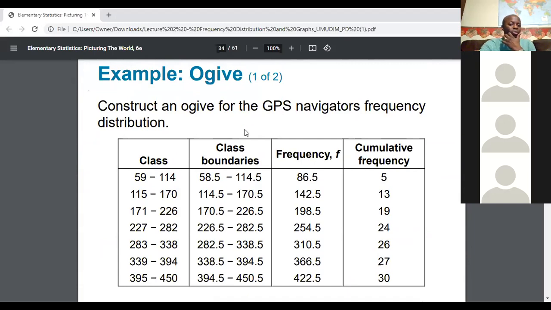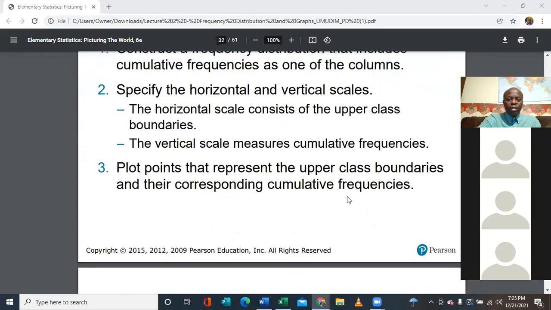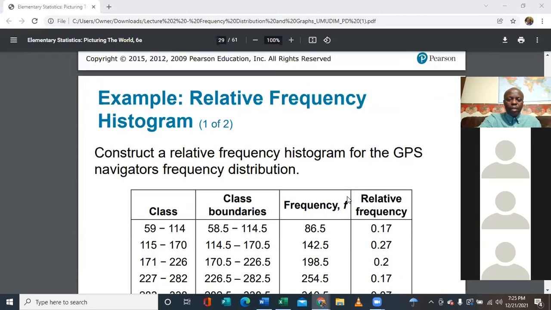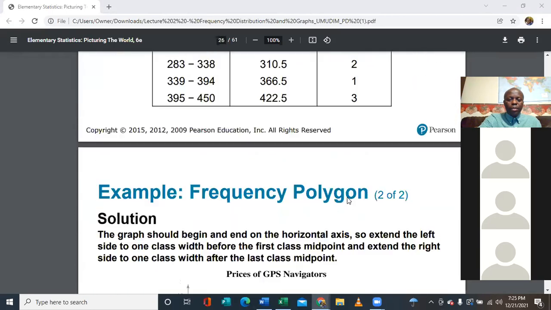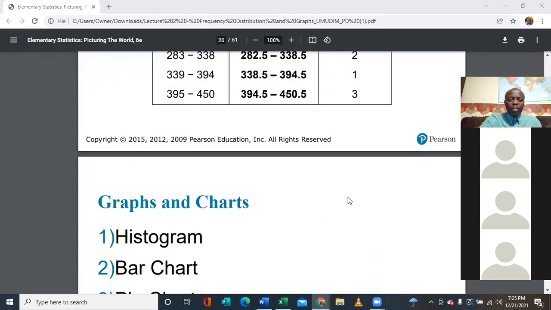To construct the Ogive, which is another name for the cumulative frequency distribution graph, remember how we get that? We have our cumulative frequency already. If you remember from this chart here, I showed you how to get the cumulative frequency. You can see it from when we were doing this, right here.